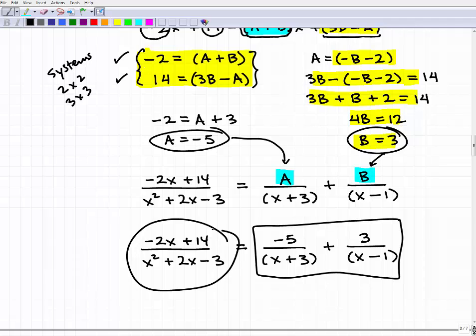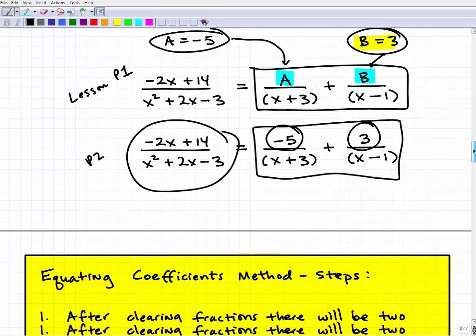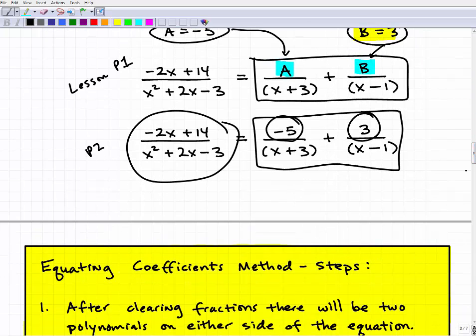And that's it. Okay, so this is lesson part 1, essentially. All right, lesson part 1 gets you to be able to write the general form correctly. Part 2 of the lesson is to be able to determine these actual values. All right, so I'm going to give you some steps for the equating coefficients method, but obviously the best thing is just going to be practice and practice.